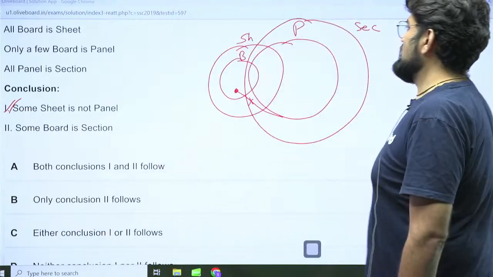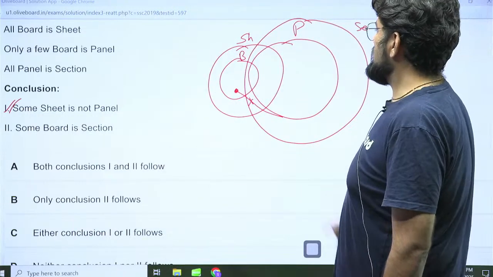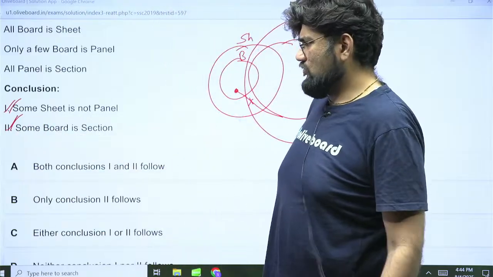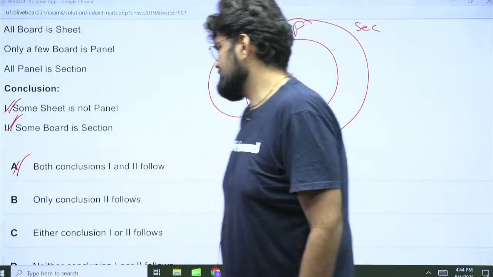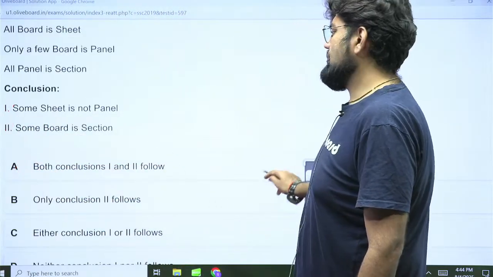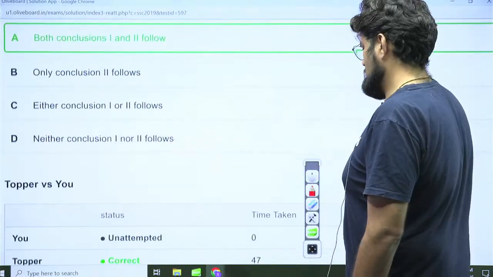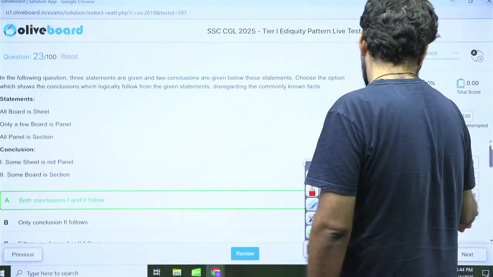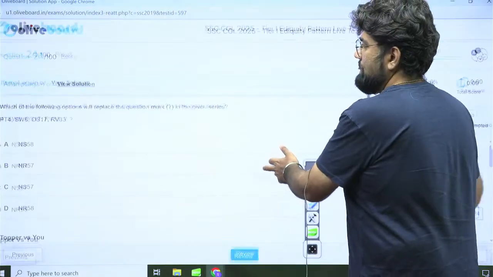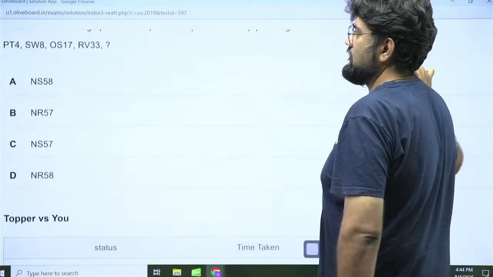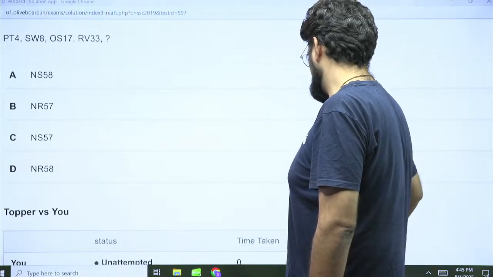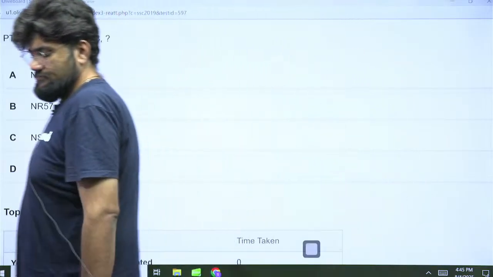Some board is section. Would you say some board is section? Absolutely, some board is section is visible here. So both conclusions follow. It's quite easy. Cool. So 47 seconds. Okay. Maybe only a few was something which he did not know. Okay. Next. If you have any issue, you can let me know, right? Only a few is a combination of some and some not.